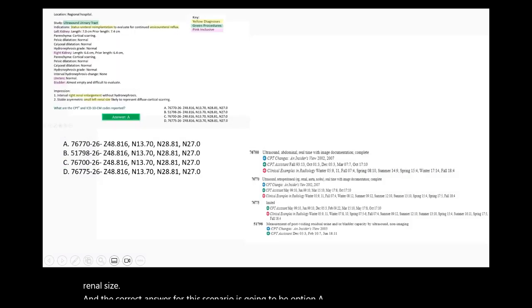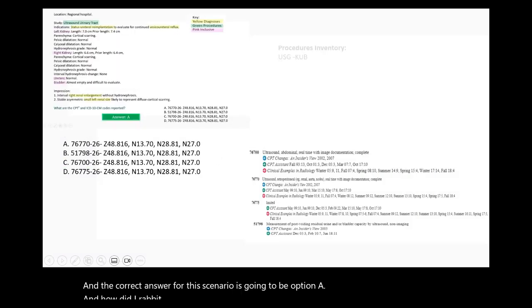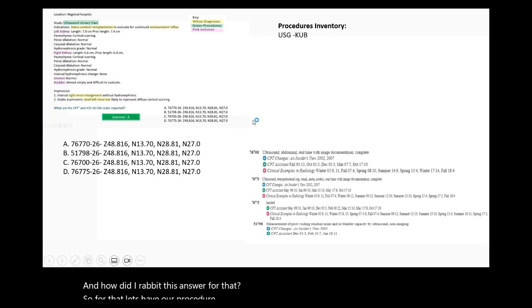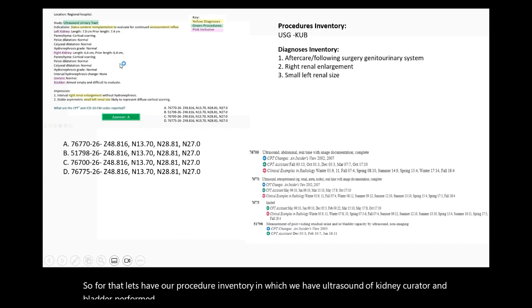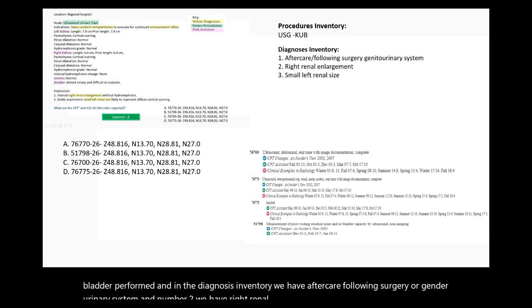And how did I arrive at this answer? For that, let's have our procedure inventory, in which we have ultrasound of kidney, ureter, and bladder performed. And in the diagnosis inventory, we have aftercare following surgery on genitourinary system. And number two, we have right renal enlargement and small left renal size as well.